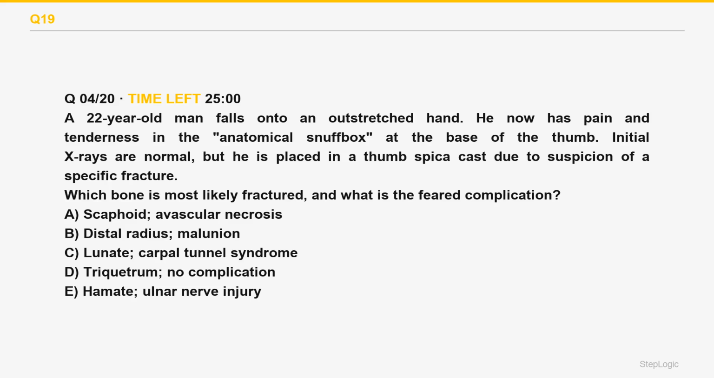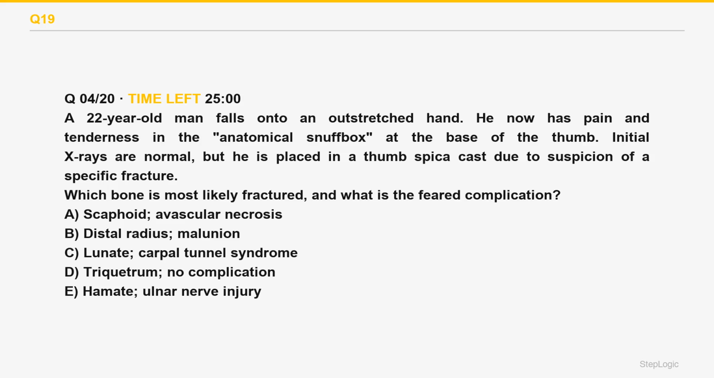Which bone is most likely fractured, and what is the feared complication? A 22-year-old man falls onto an outstretched hand. He now has pain and tenderness in the anatomical snuffbox at the base of the thumb. Initial x-rays are normal, but he's placed in a thumb spica cast due to suspicion of a specific fracture.